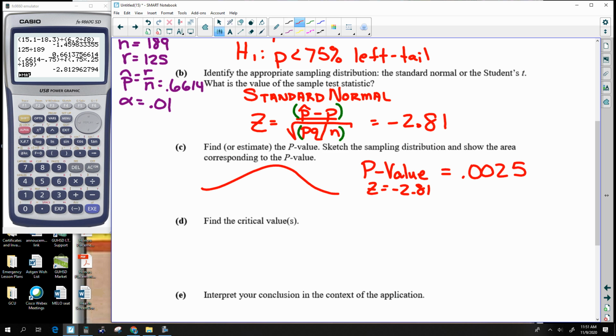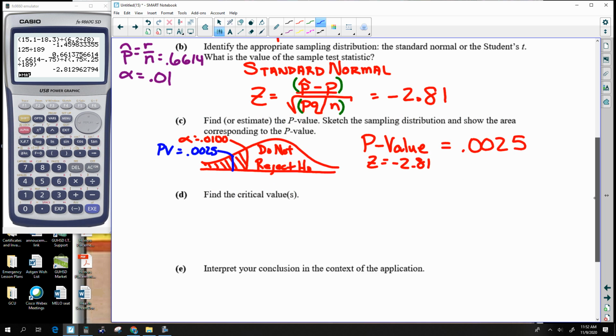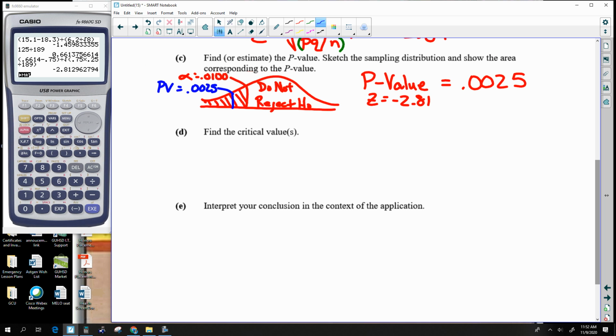Okay, so this is a left tail, alpha of 1%. And I have a p-value of 0.0025, so the distance from the edge is drastically smaller. Distance from the edge is way smaller. So notice that my p-value is less than my alpha. That means reject H naught, accept H1.